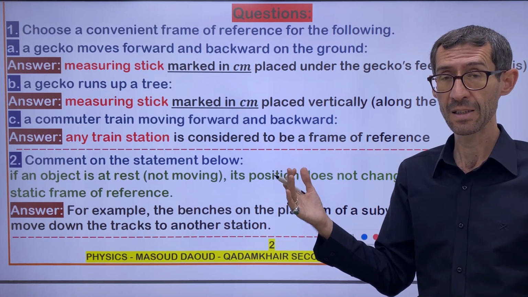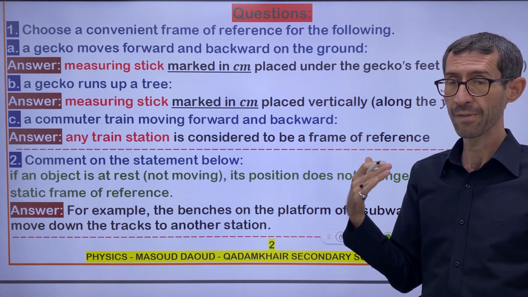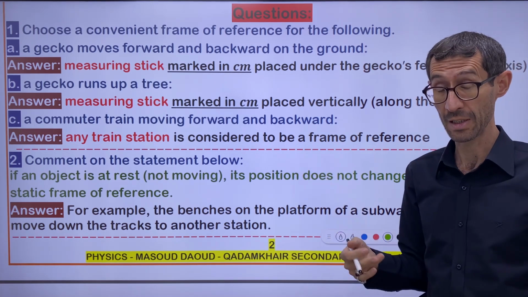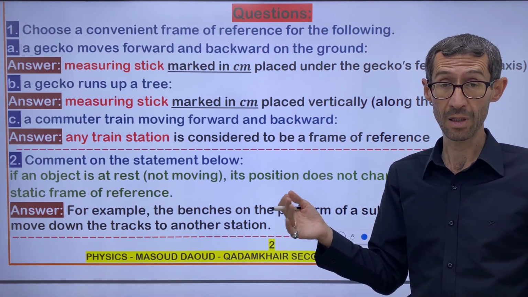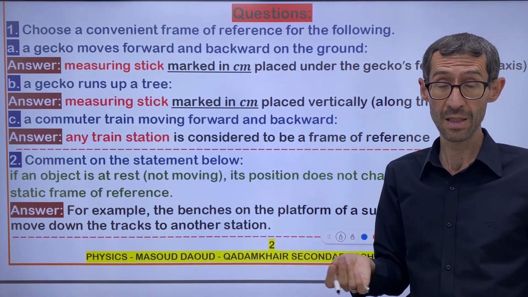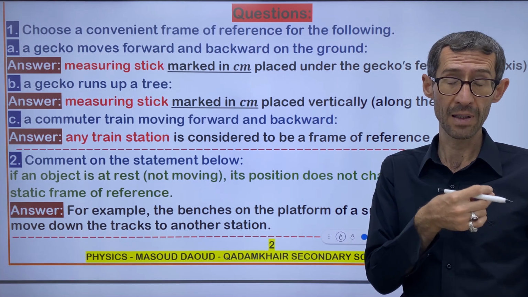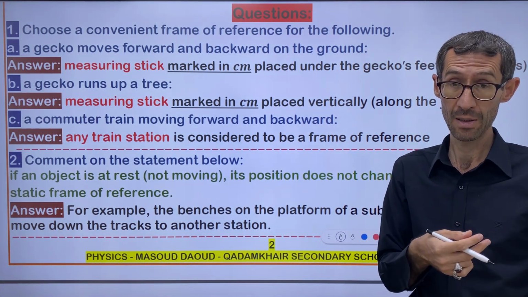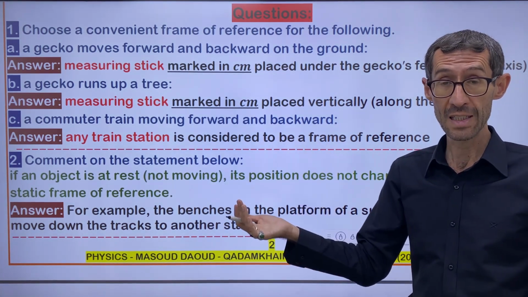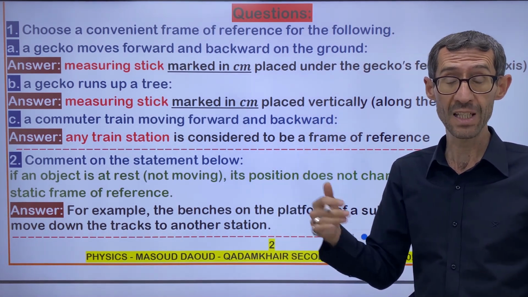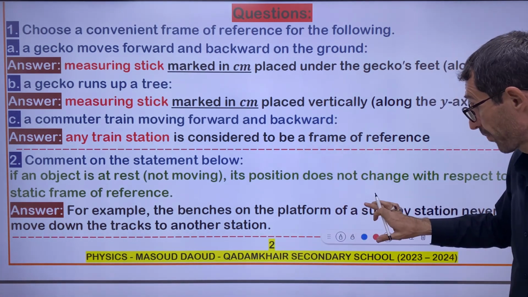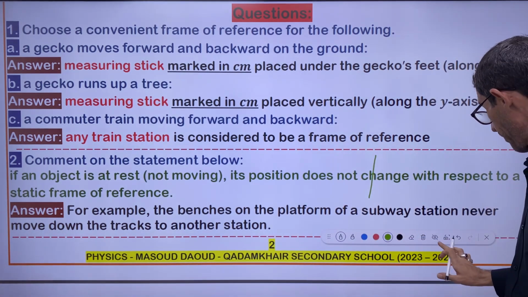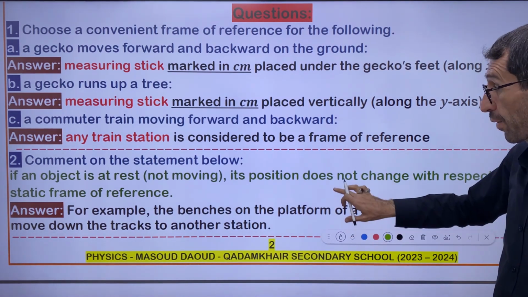Benches versus the train station itself. Benches with respect to the train station are not moving, because benches are originally at rest, and the train station is at rest as well. That's why their location does not change. This is the explanation for this question.